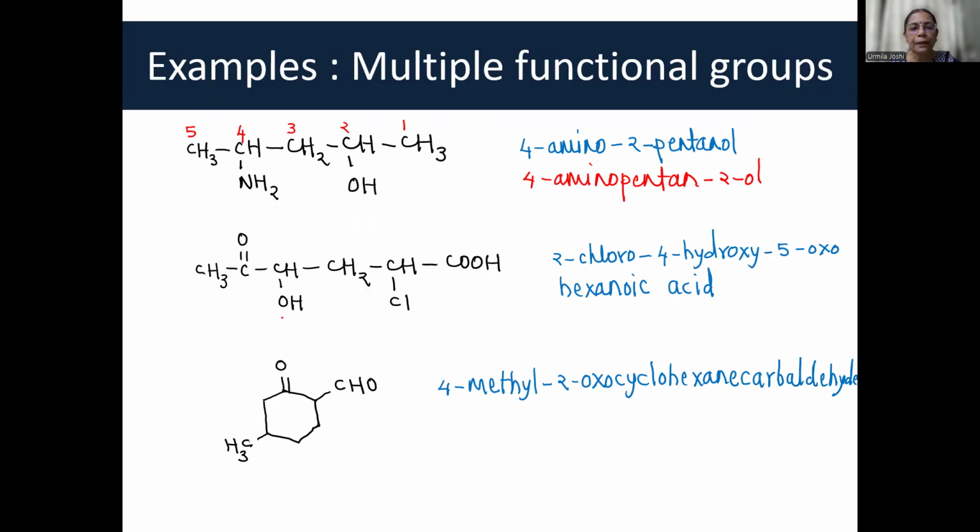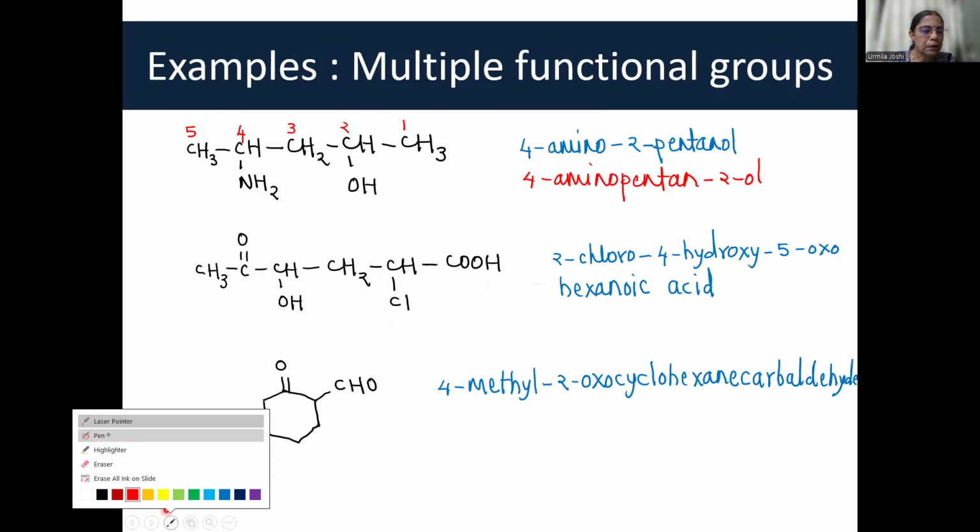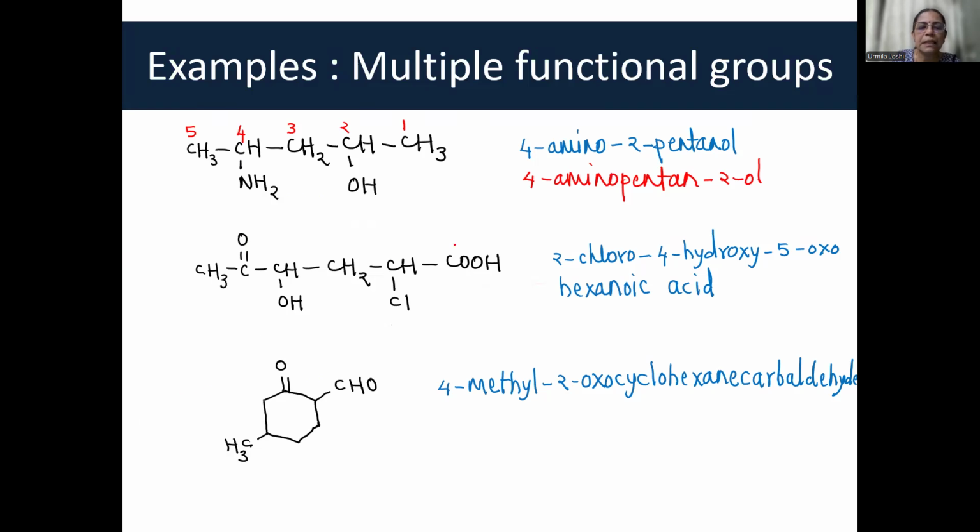Okay. The next one. Now here, look at the structure. Don't be in a hurry to start numbering. The structure contains one carboxylic acid group over here. There is an alcoholic group and there is a keto group. Now among these, carboxylic acid gets a priority and therefore the numbering will start with carboxylic acid. 1, 2, 3, 4, 5.